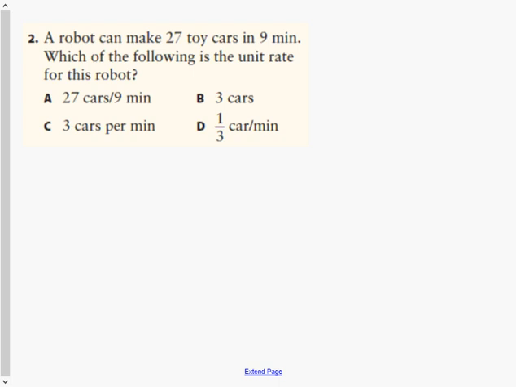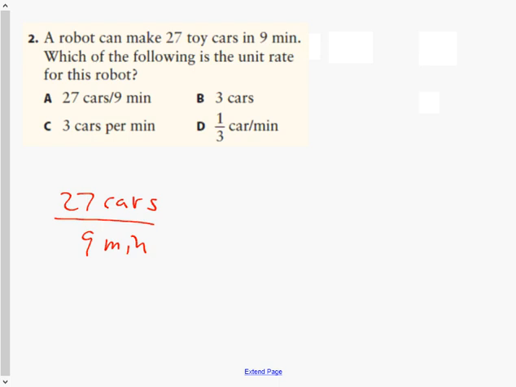Your second question says a robot can make 27 toy cars in 9 minutes. What do we call 27 cars in 9 minutes? What is this actually, if I write it like that? It's the rate. It's the rate at which the robot can make cars. 27 cars in 9 minutes.